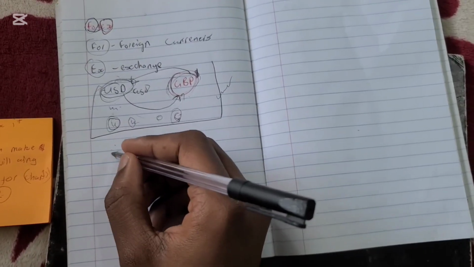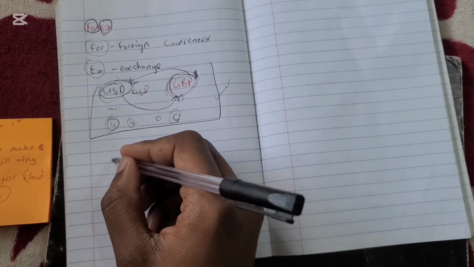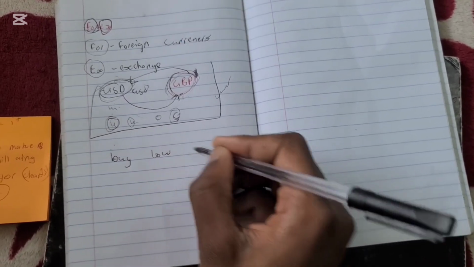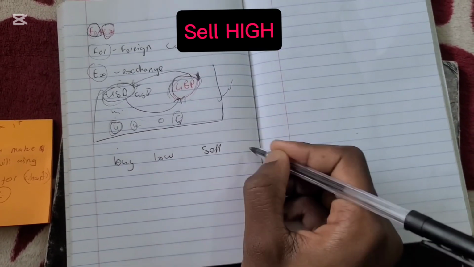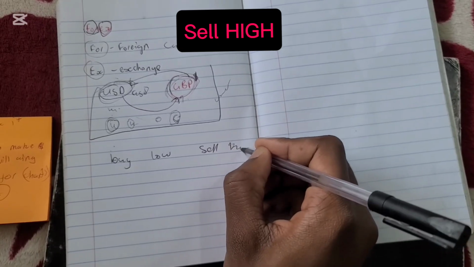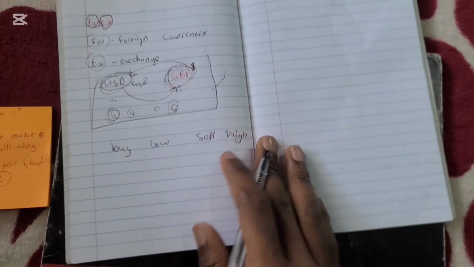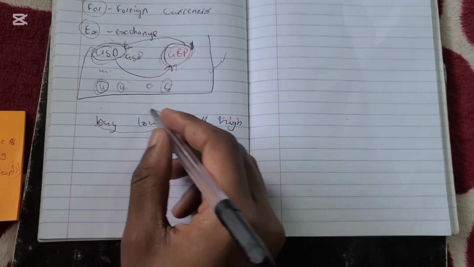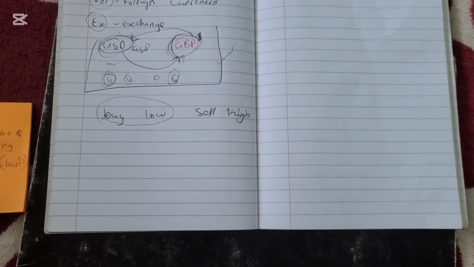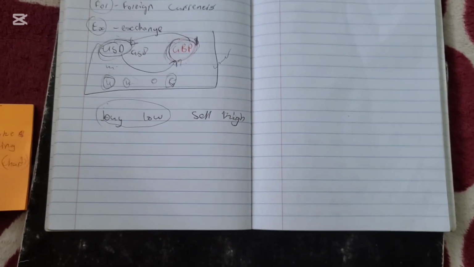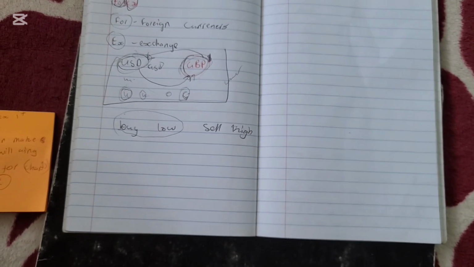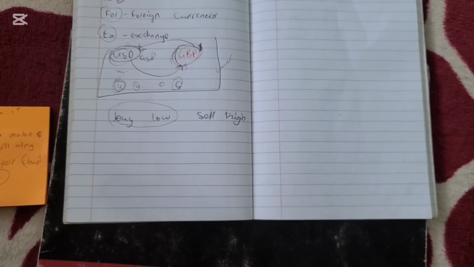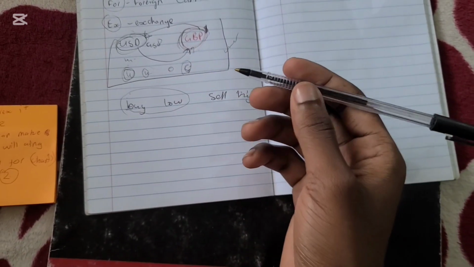What you're aiming for is to buy low and sell high. So what does this mean? When I mean buy low, let's just take this for example: you're buying something when it's very cheap.